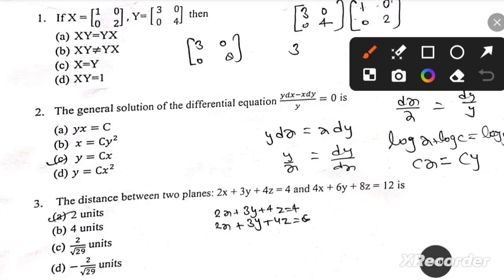If X is a matrix [1 0; 0 2] and Y is a matrix [3 0; 0 4], then XY is equal to YX. The general solution of the given differential equation is y is equal to cx. The distance between the two planes is 2 upon root 29 units.